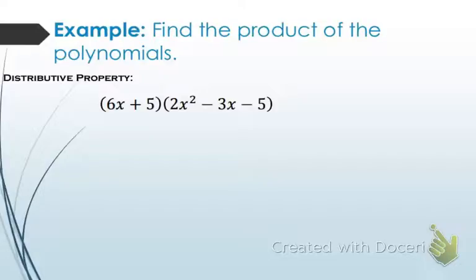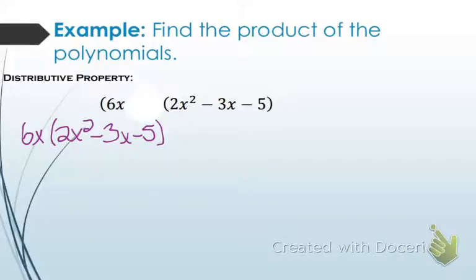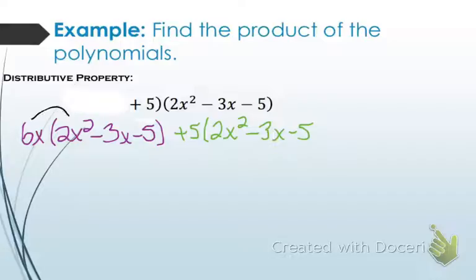Distributive property says ignore this term. Okay. So I'm going to copy what I have. I'm going to multiply 6x times this huge trinomial. Then it says, okay, now let's ignore the first term and multiply the second term times the whole trinomial. So here it is. That is a plus 5 times all of this. So we're going to distribute.